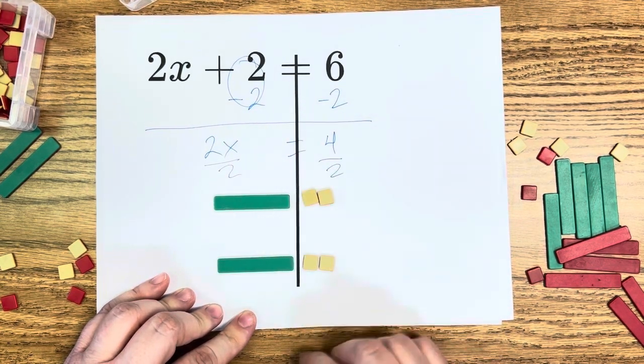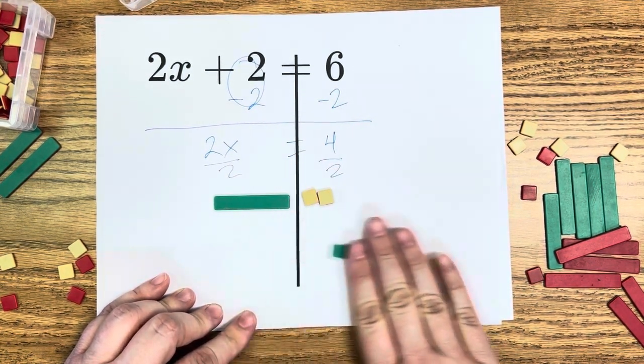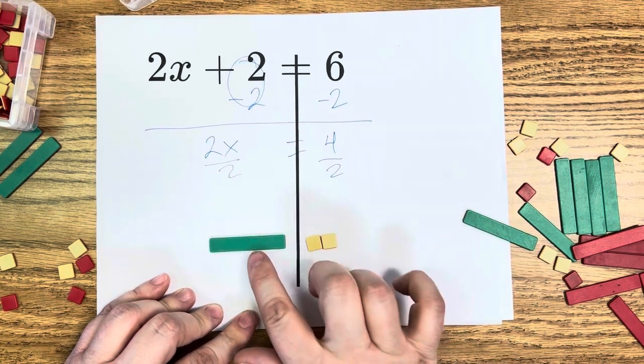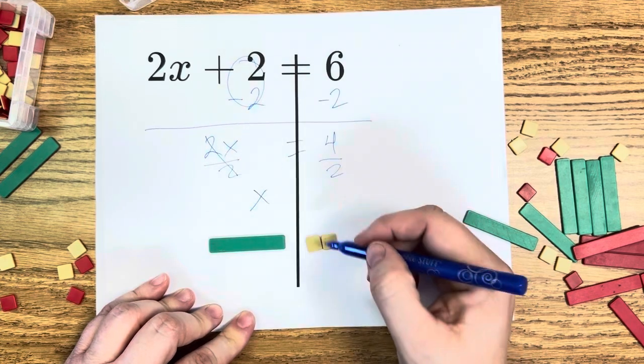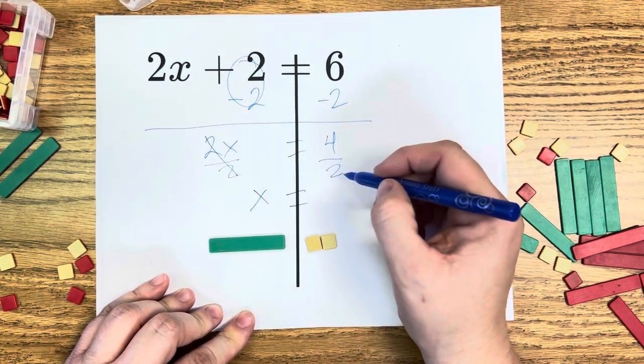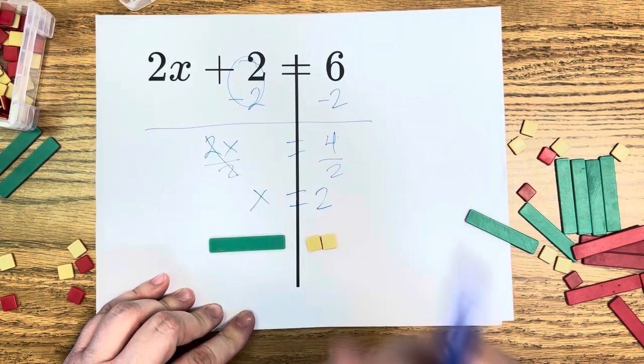I have divided these into 2 equal groups. So I'm only worried about what 1x equals. So there's my 1x equals 2, which is what we do whenever we divide. 4 divided by 2 is my 2.